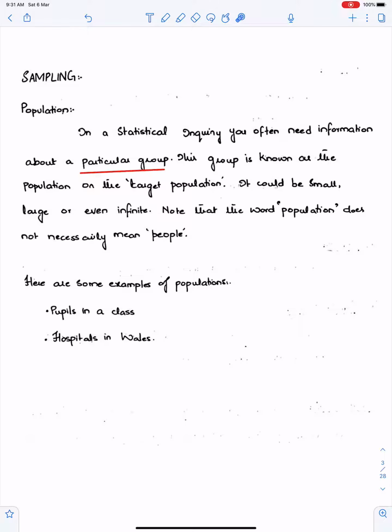Population. In a statistical inquiry, you often need information about a particular group. This particular group is known as the population or the target population. It would be small, large, or even infinite. Note that the word population does not necessarily mean people. Here are some examples of populations: pupils in a class, hospitals in Wales.